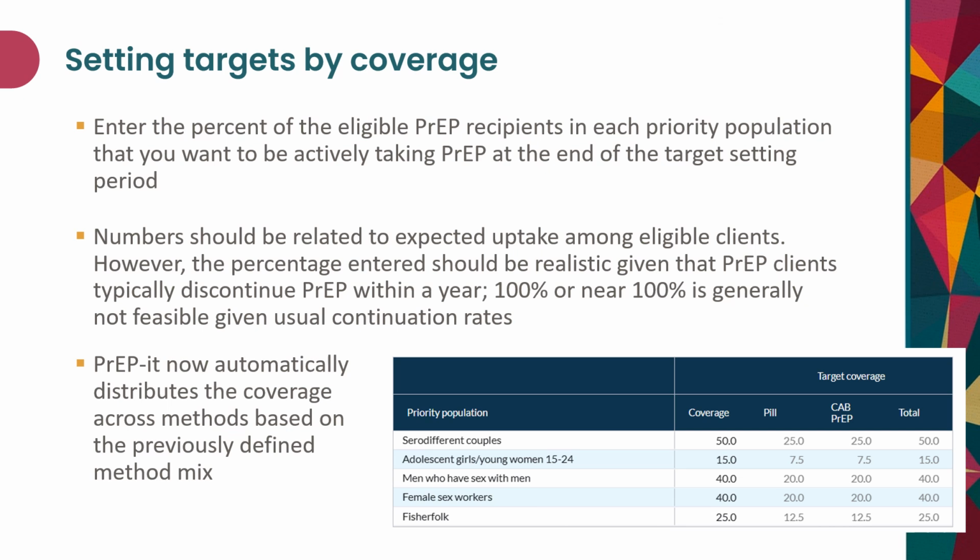Also keep in mind that if you are using multiple PrEP methods, the total should reflect your desired coverage rate. In this example, the user entered a coverage rate of 50% for serodifferent couples, 15% for AGYW, and 40% for MSM and FSWs. You can see that the coverage by method was automatically calculated based on the method mix previously specified.